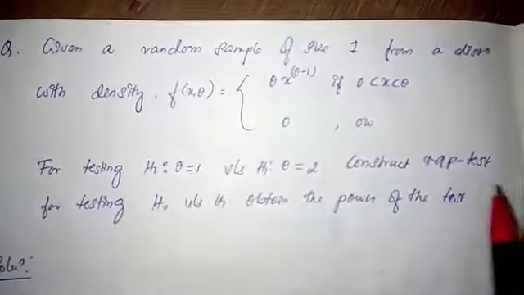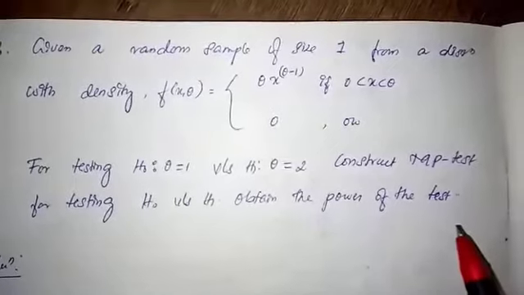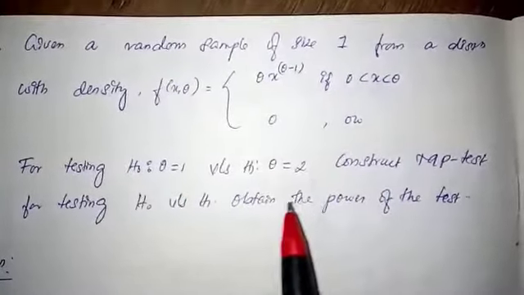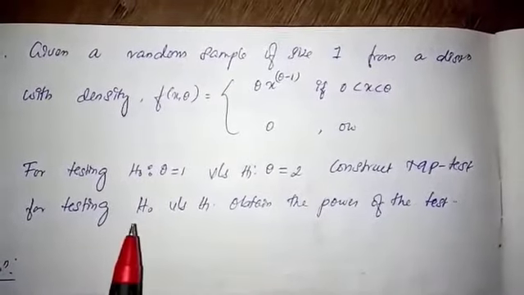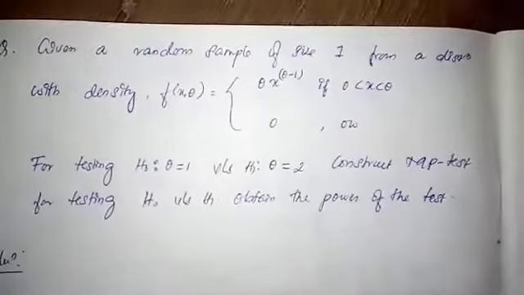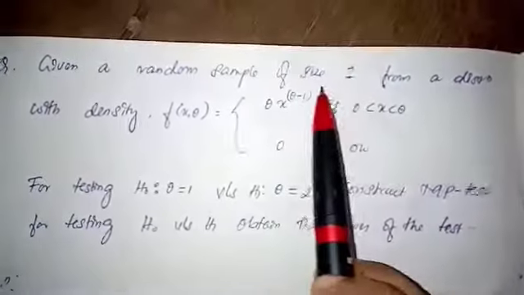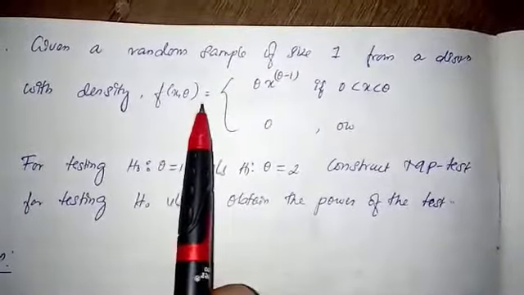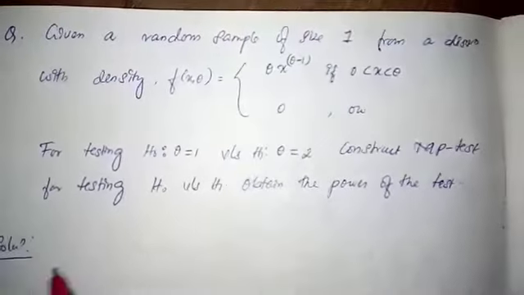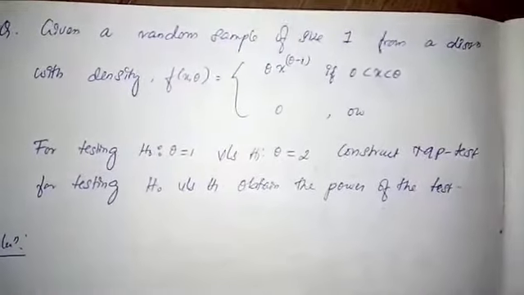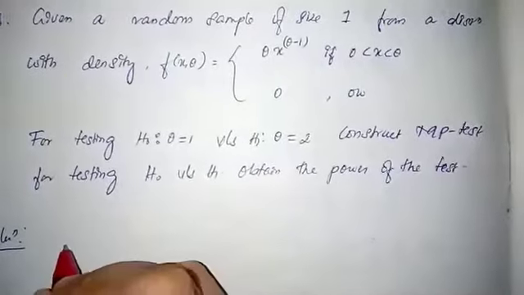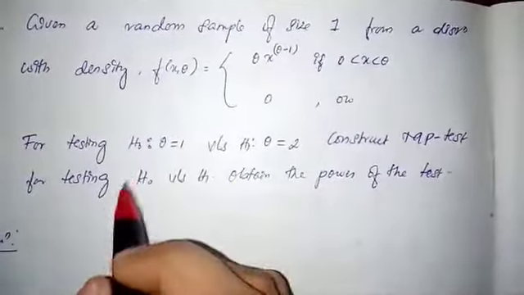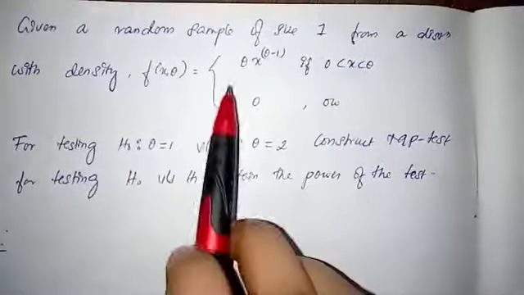Here we need to construct a most powerful test for testing H0 versus H1, and also we need to obtain the power of the test. Right, so here it is given that the size is 1 and also the density is given. So we will solve this problem. Here the size is 1, so we have to take the density, which is given.